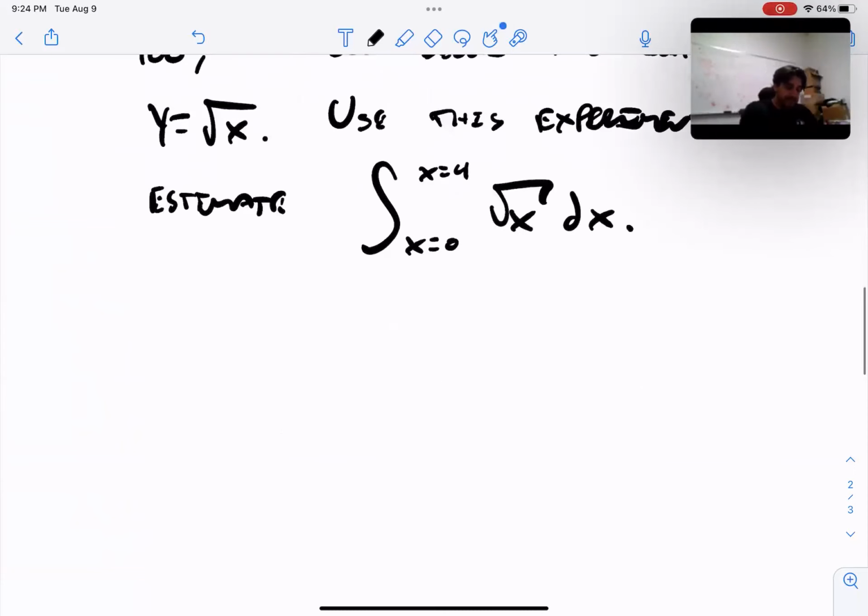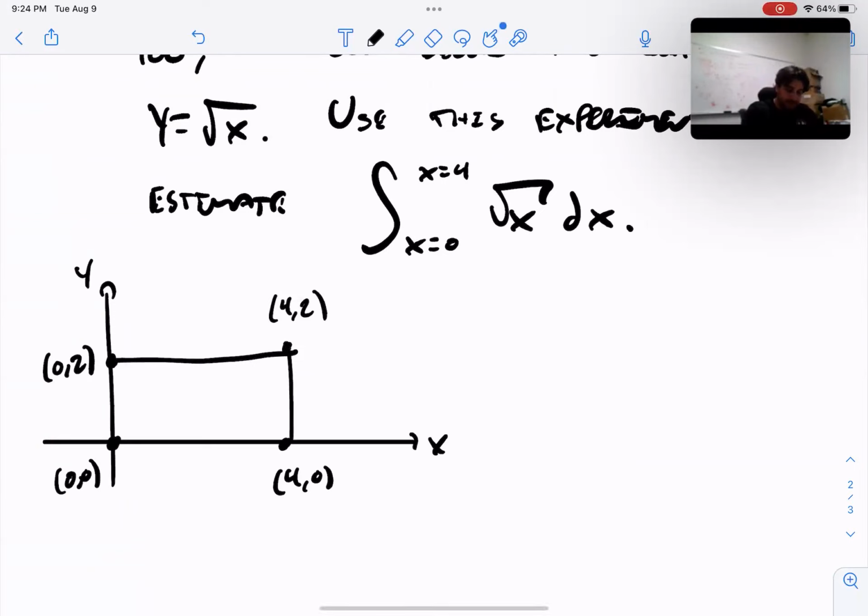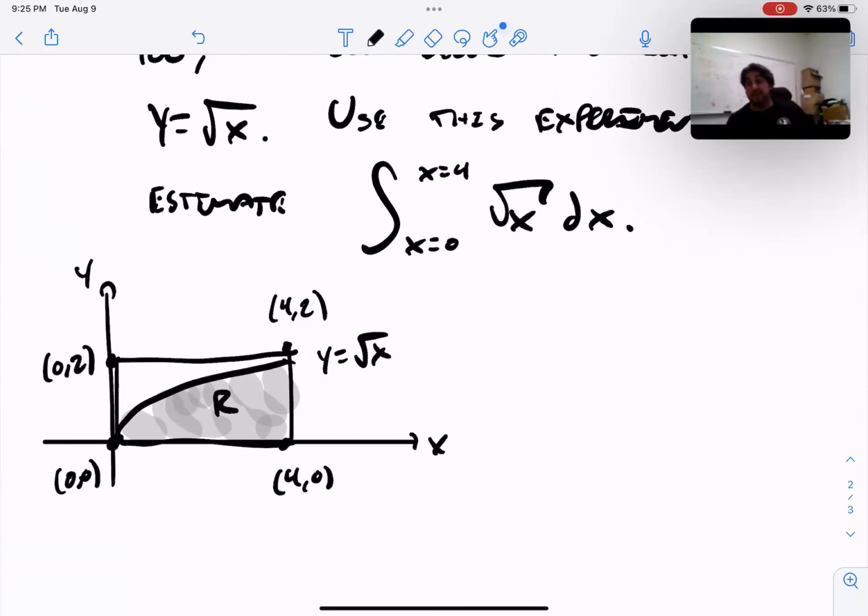So what we're saying is we have this rectangle, right? We have our x and y axis. We have these points, 0, 0, right? 0, 2, 4, 0, and 4, 2. So this is my box, right? And then I have this graph, y equals root x. And then we have this region R, and R is the region that's below y equals root x.